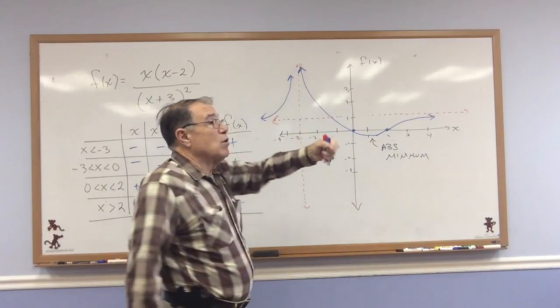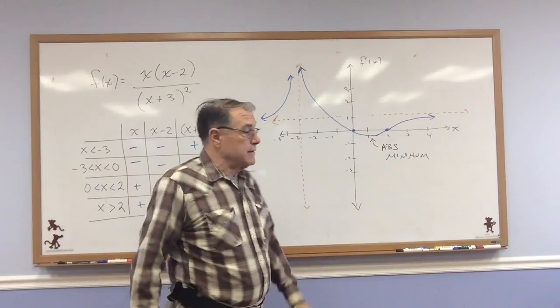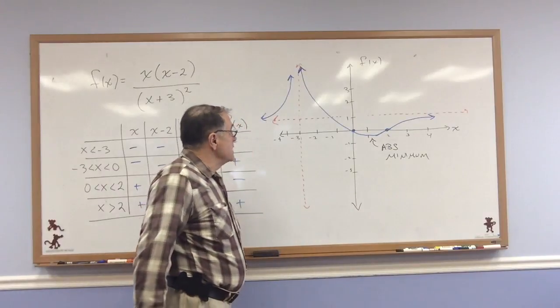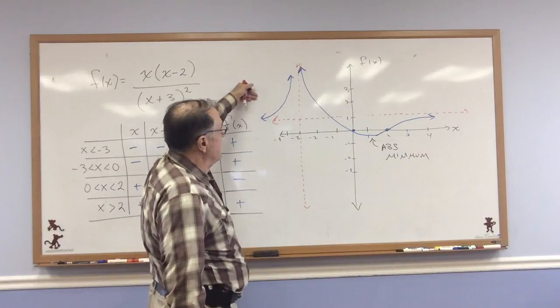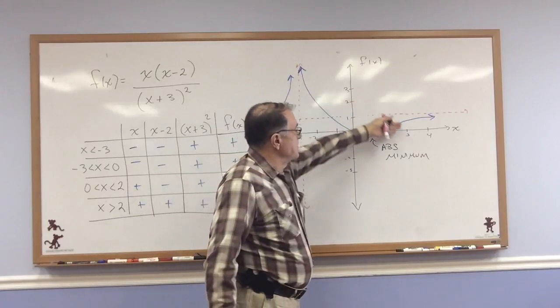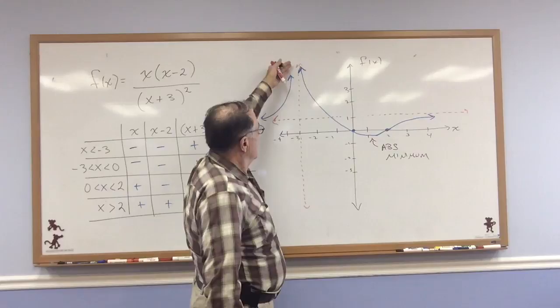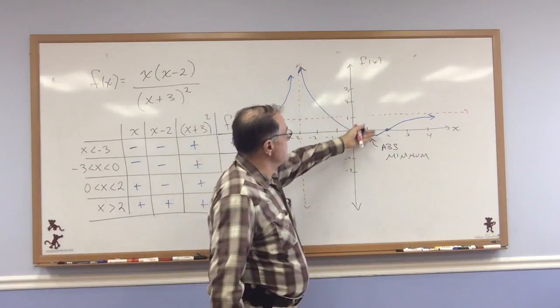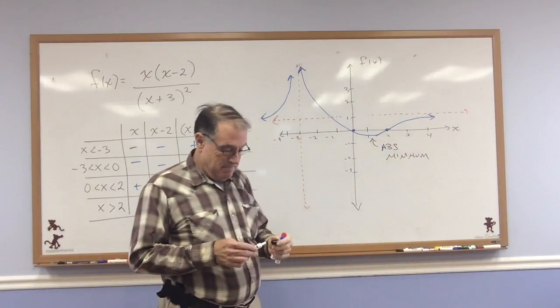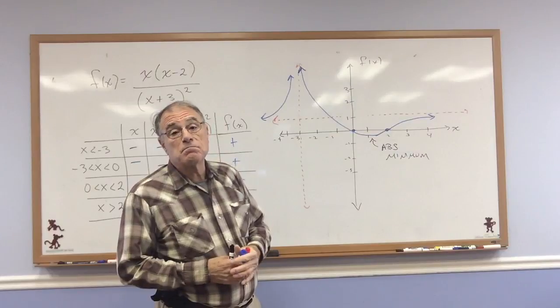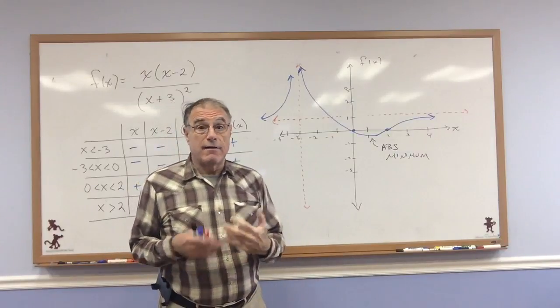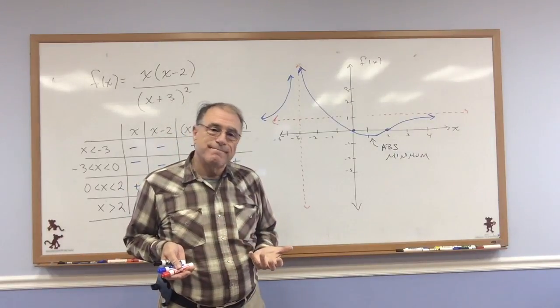Notice the function has no absolute maximum. It has no relative maximum either. And in terms of concavity, the function is concave up, concave down. Notice the function is increasing, the function is decreasing, and the function is increasing. It's a great rational function. It displays a lot of the characteristics of rational functions.